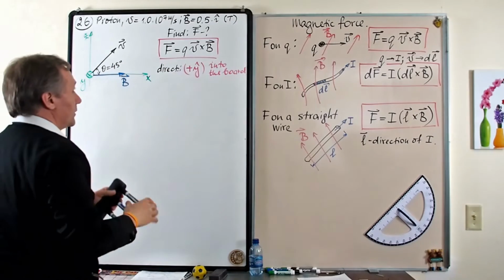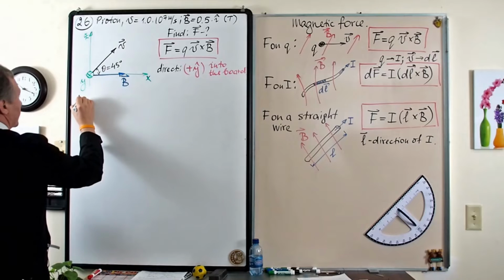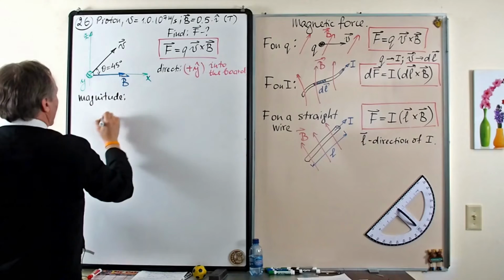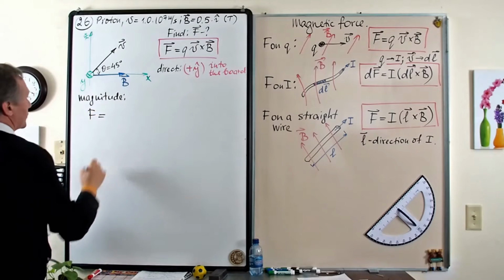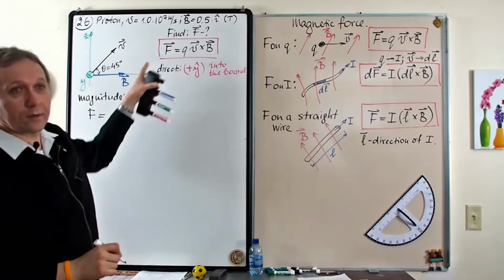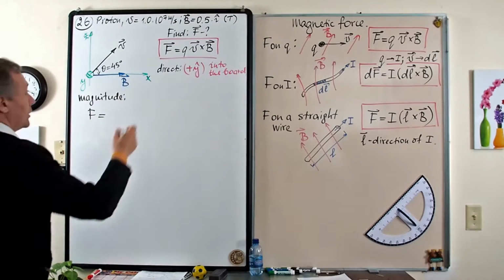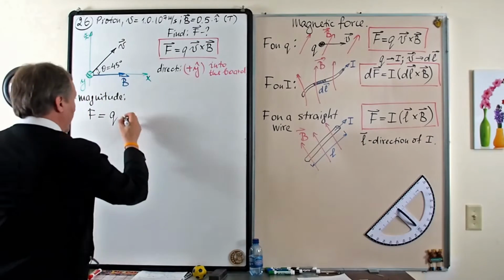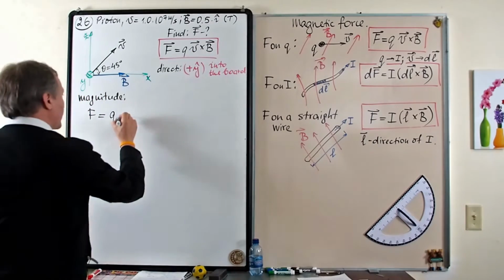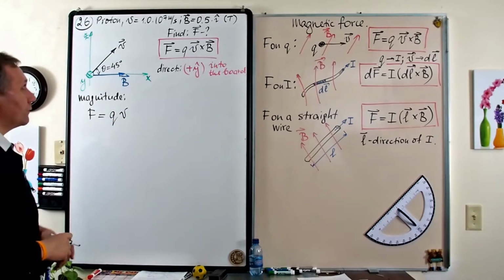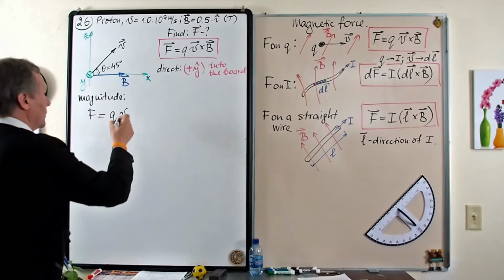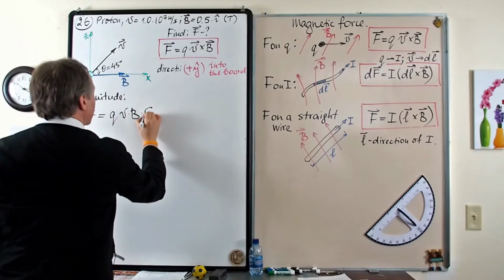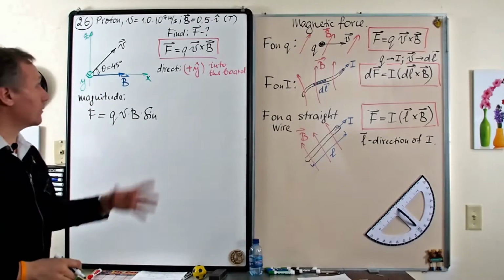Okay, and the next step, let's find the magnitude of F. So F equals, you see there is no vector sign on top because I'm talking about the magnitude. So Q times the magnitude of V cross B. We all know how to find the magnitude of the cross product. It's the magnitude of the first vector, times the magnitude of the second vector, times the sine of the angle between them, the correct angle between them.